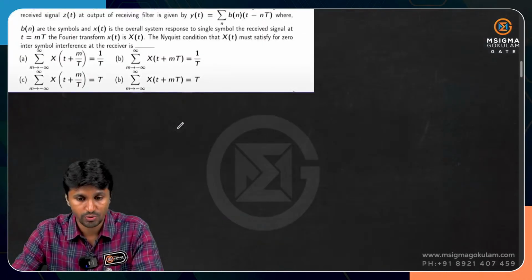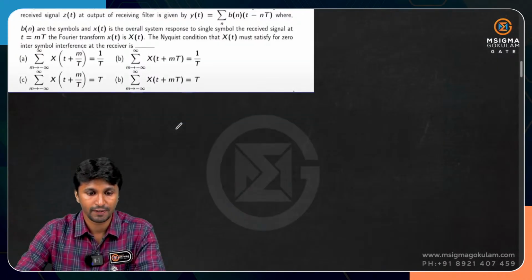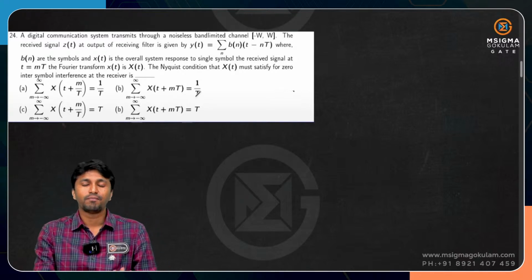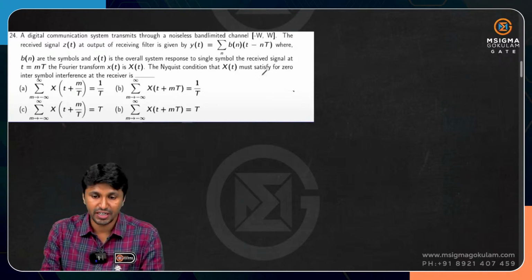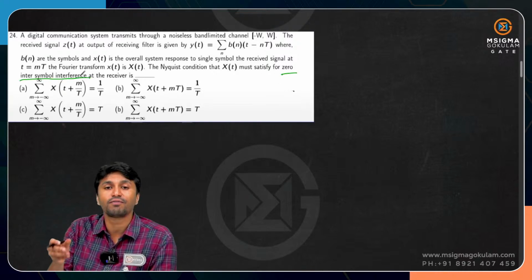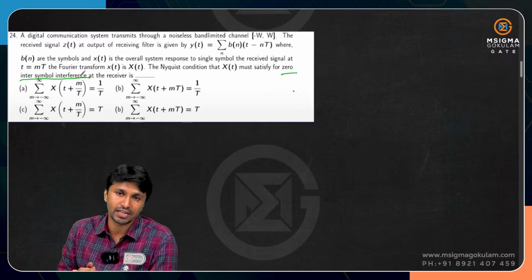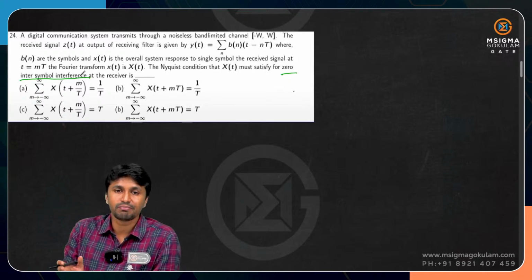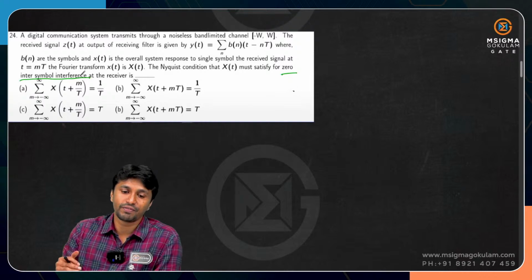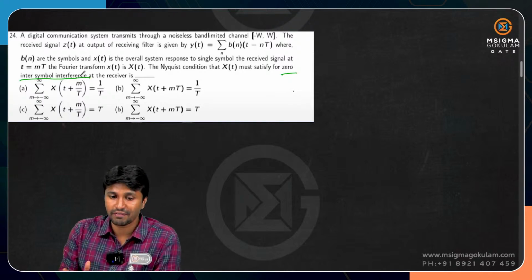Now look at this question. What is he asking to calculate? Okay, this is basically a question based on the Nyquist condition for zero intersymbol interference, which we have clearly derived in the class. So therefore look at the options and tell me which one is the correct answer.